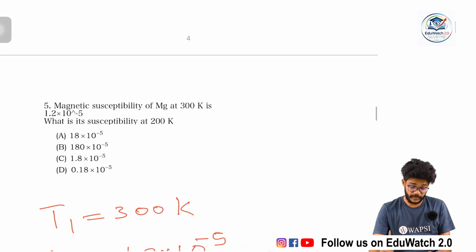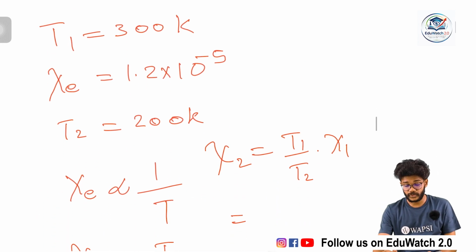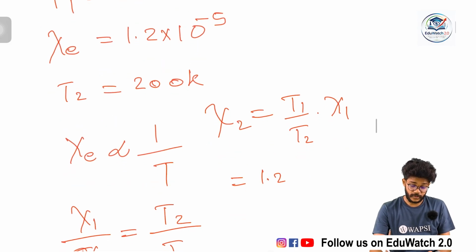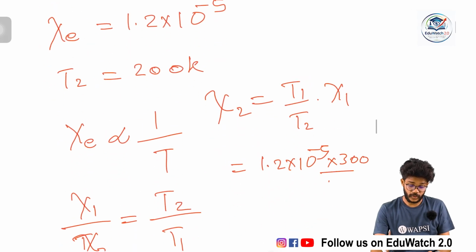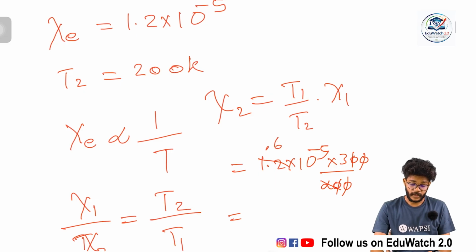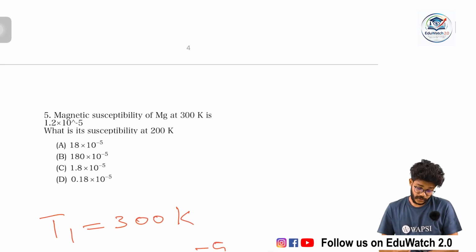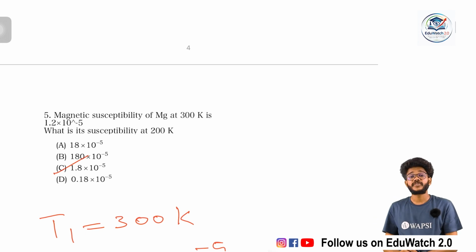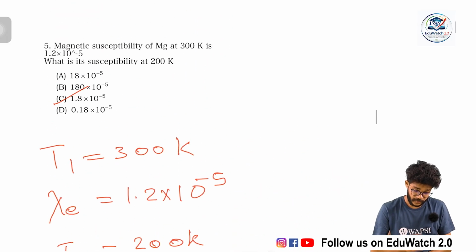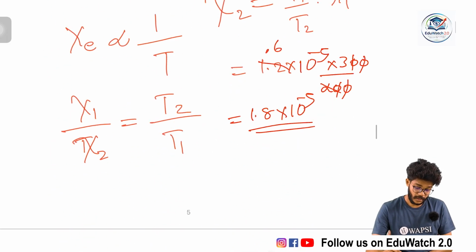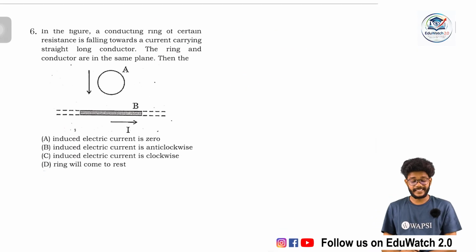What is the value of chi 1? That is 1.2 × 10^-5, multiplied by T1 over T2, which is 300 by 200. The zeros can be cancelled, and 1.2 divided by 2 is 0.6. 0.6 into 3 is 1.8. So 1.8 × 10^-5 is the value. Option C is the correct answer: 1.8 × 10^-5. Yes, minus 5. So we can move to the 6th question.